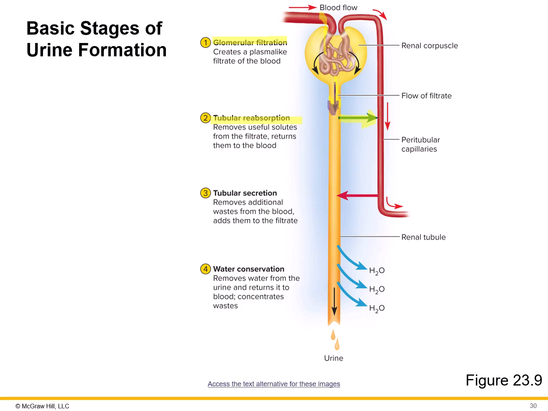So, reabsorption. Step 3, tubular secretion. We need to make sure that we get rid of all the waste. So maybe it didn't make it out in our first capillary bed. Well, guess what? We still have another option. We have a second capillary bed, for example, the peritubular capillaries, that are going to sit around the tubes themselves.